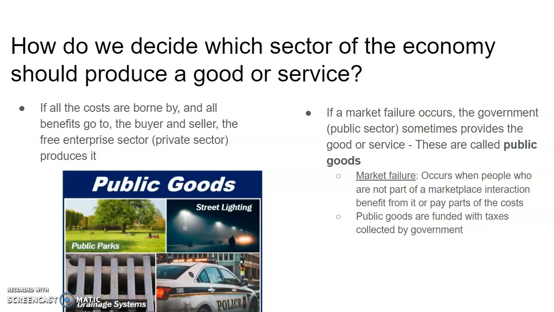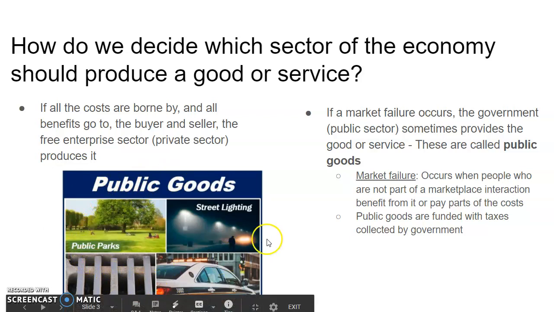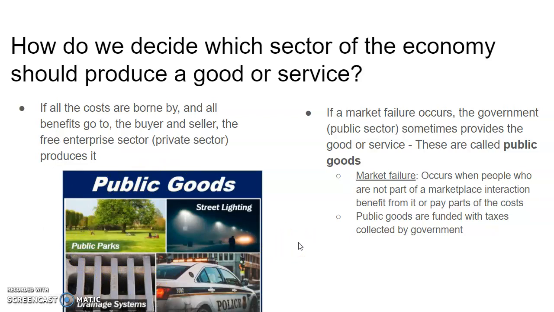A market failure occurs when people who are not part of a marketplace interaction benefit from it or pay parts of the cost. Public goods are funded with taxes collected by government. And here are some examples of those public goods: public parks, street lighting, drainage systems, and the police.